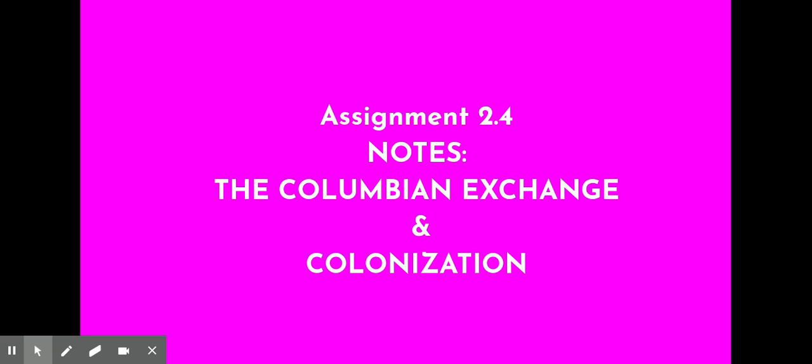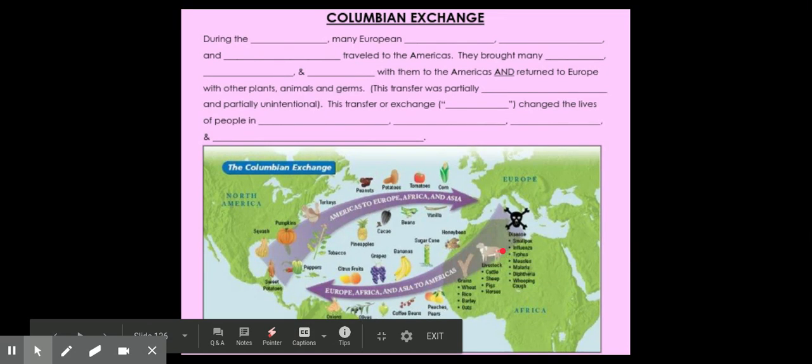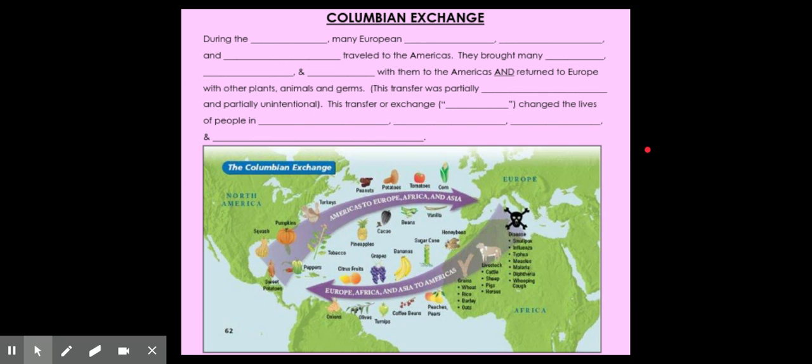So, first of all, this is going along with the pink sheet for the Columbian Exchange and colonization. It looks like this, although you won't necessarily have a colored picture. If you are in the gray cohort, there's a good chance you did not receive this yet because I forgot to give them out in some of the classes. So don't stress about it.